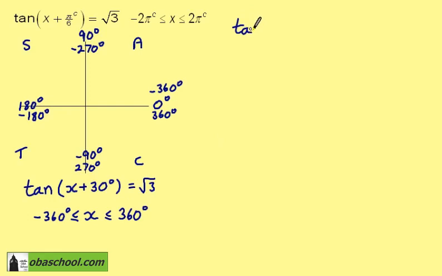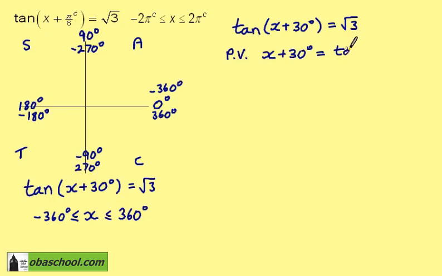So we're looking to solve the tangent of (x + 30 degrees) is equal to √3. For our principal value, x + 30 degrees is going to be equal to the inverse tan, or shift tan on the calculator, of √3, and this gives us 60 degrees.